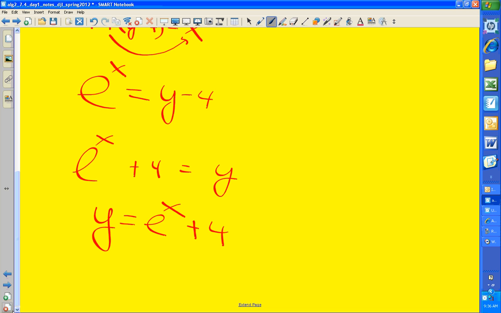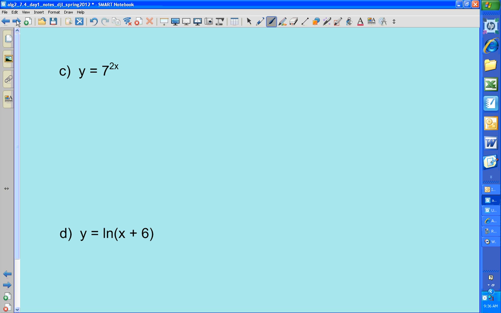Everybody follow those two? How do you find the inverse? You switch x and y, solve for y. The way you solve for y is to use the definition of a log. Okay, so we can do this one. It's a little more complicated. x is equal to 7 to the power of 2y.